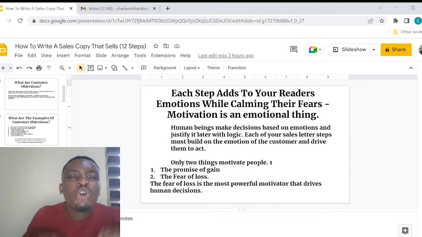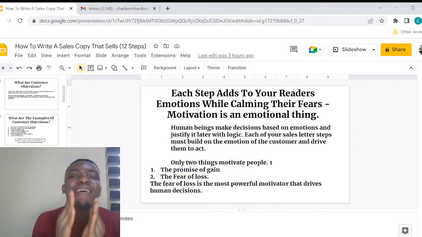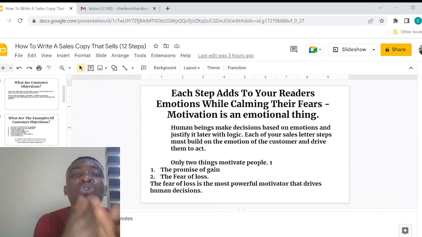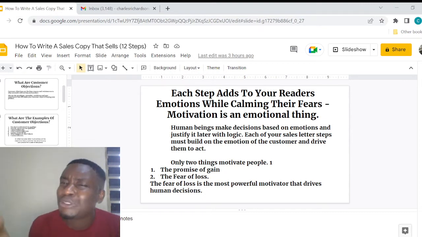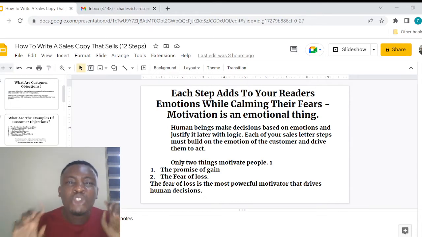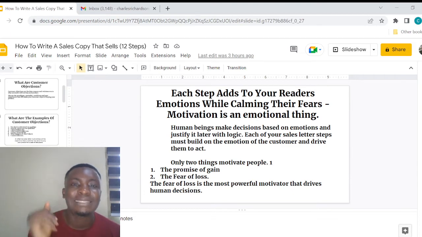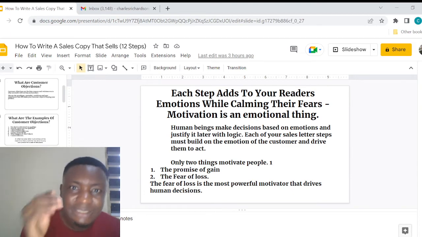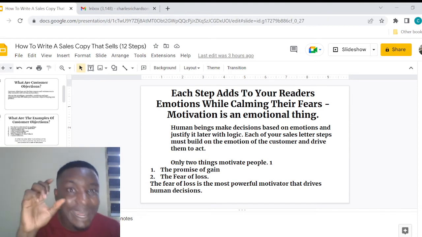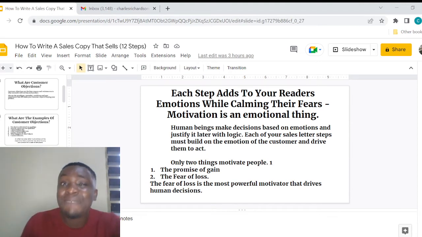Why? Because that person has appealed to your fear of loss. You don't want to lose your dear mother that you love so dearly. You don't want to lose her. So you do anything that is possible within your power to make sure that she's well and healthy. That is what the power of fear of loss can do. So it's advisable that you use fear of loss in your sales letter. You can also use the promise of gain. It's powerful too. The fear of loss is also very, very powerful.